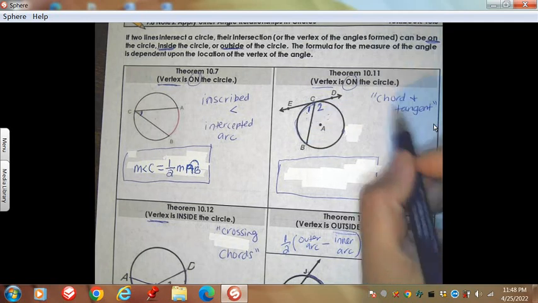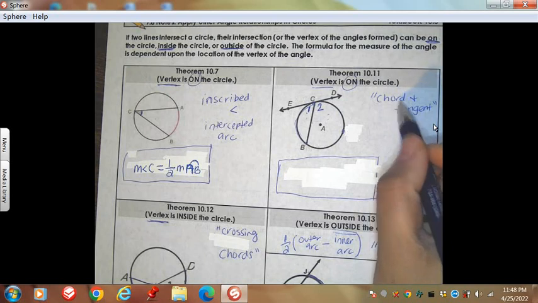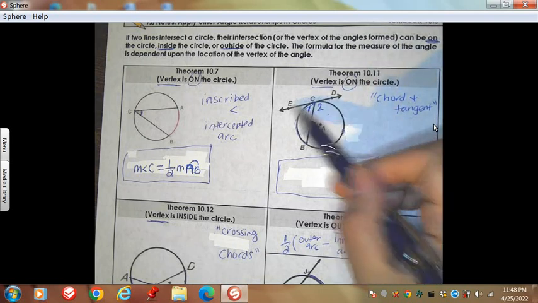So I like to call this, it helps to have a little mnemonic device here. I like to call these different theorems just a way to help me remember them. It might help you as well. So I call this one chord and tangent because it literally has a chord and a tangent.